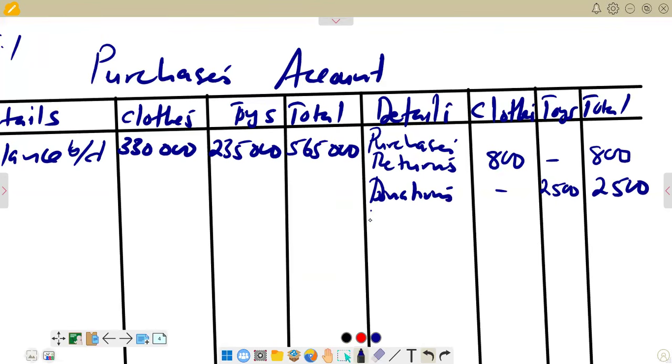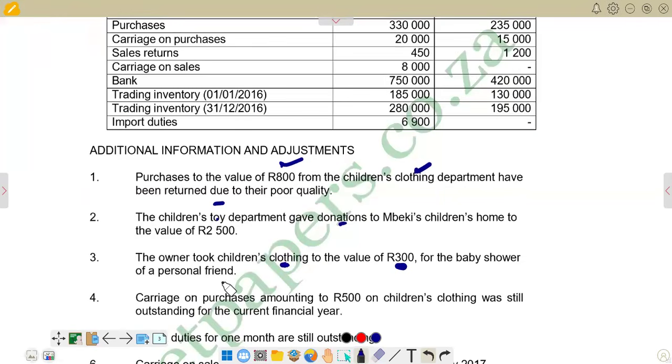So we are now saying drawings. And then the figure that we have is 300. So we are saying 300 for clothing. And we don't have anything for toys. So the total that we have is 300. So we go back again to check if we have got something else.